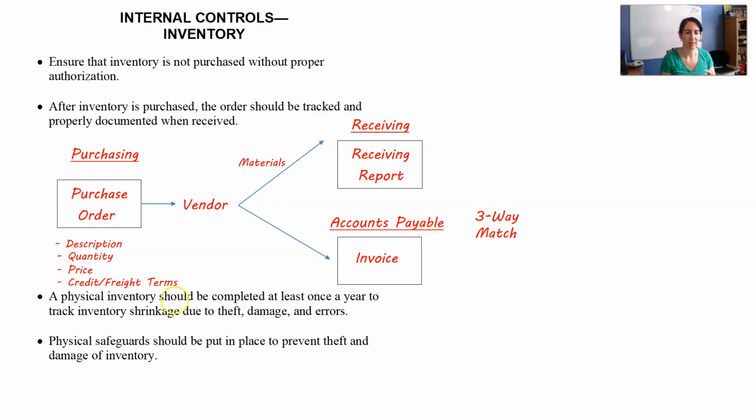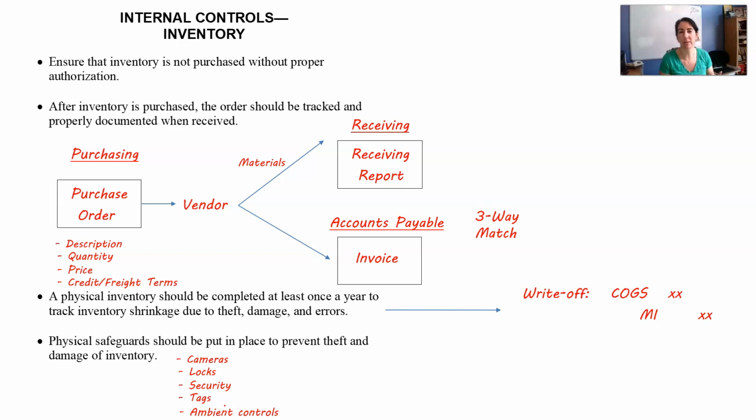All right. I mentioned physical inventory should get done at least once a year. We talked about that with shrinkage, actually at the end of chapter 5, right? We debit cost of goods sold and credit inventory for the difference between the two, between your physical count and what is actually on your records. And physical safeguards should be put into place to prevent theft and damage of inventory, right? Cameras, locks, security, ID tags, controls, ambient controls, meaning like if it's perishable, right? You want to make sure that the controls are in place.